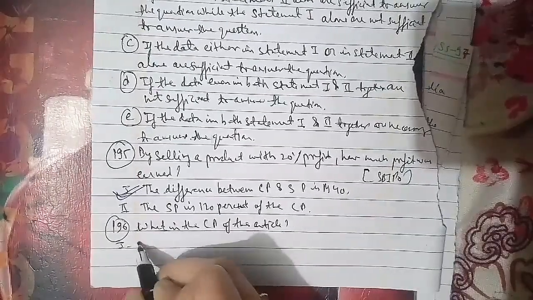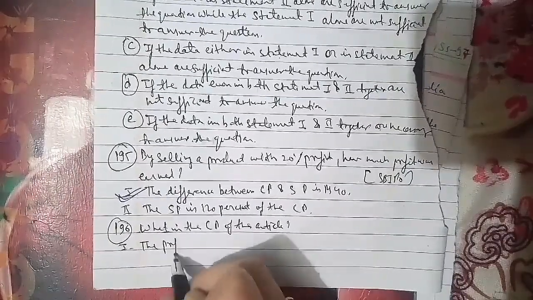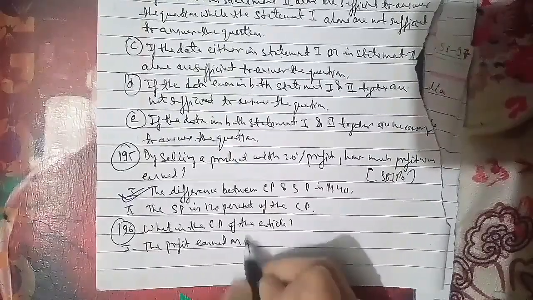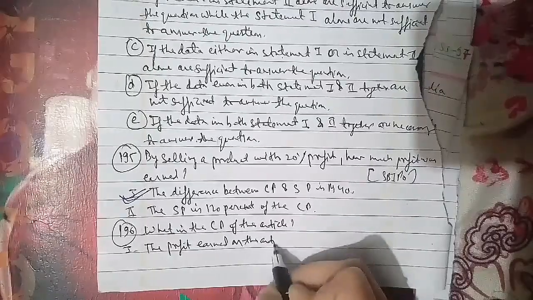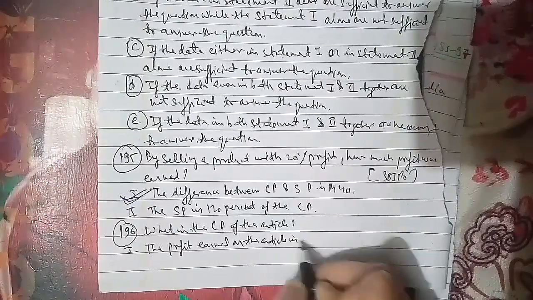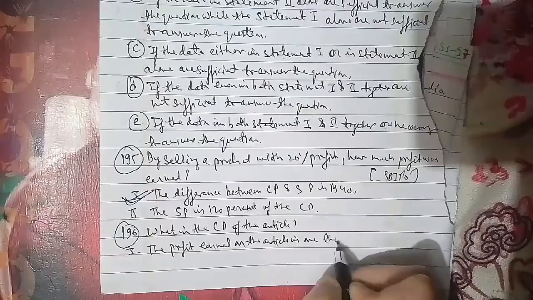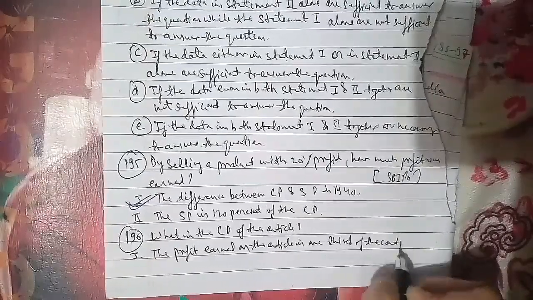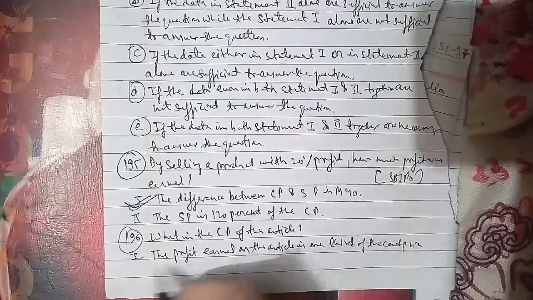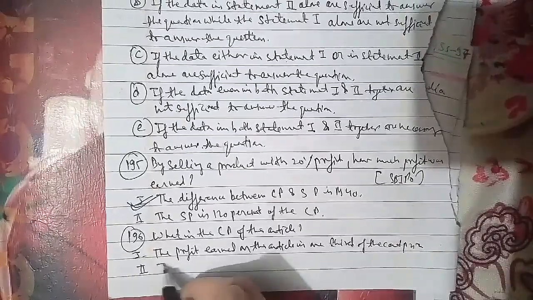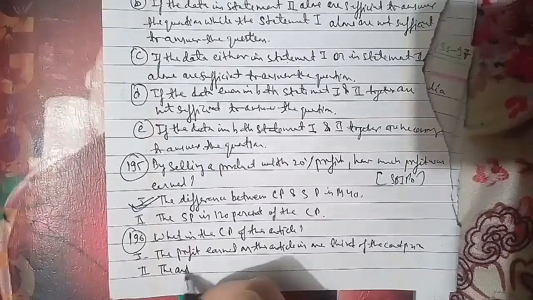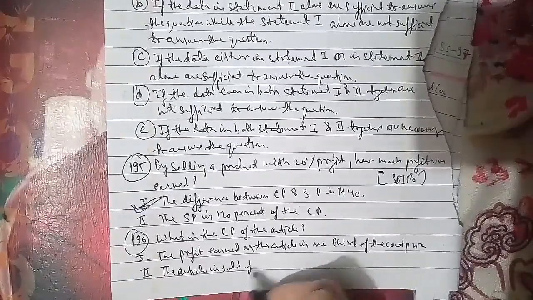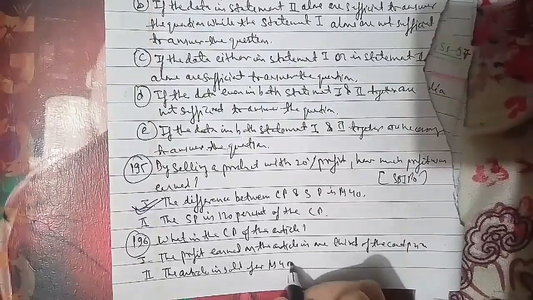So the first statement is the profit earned on the article is 1/3 of the cost price. The second is the article is sold for rupees 400.